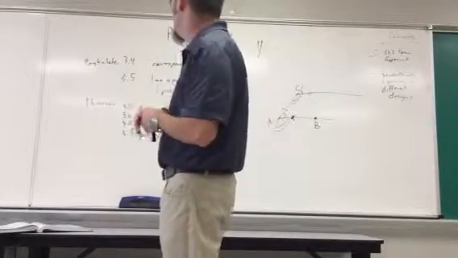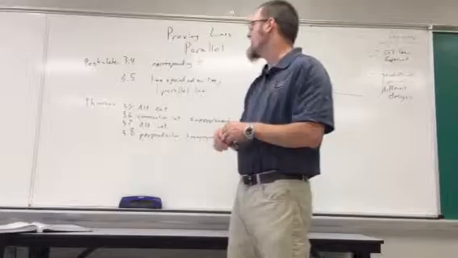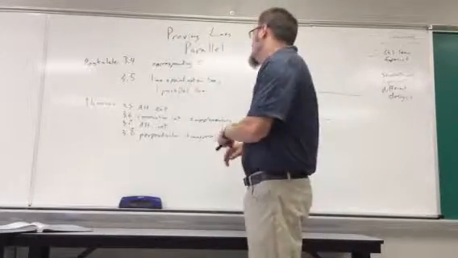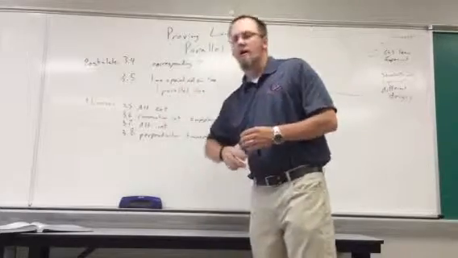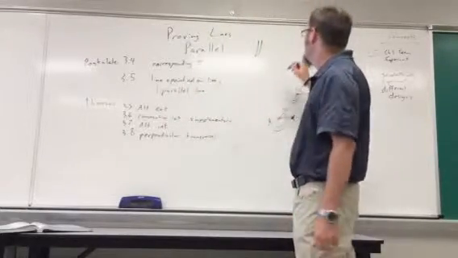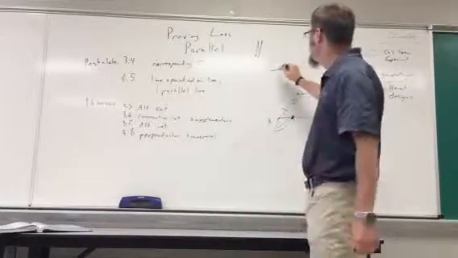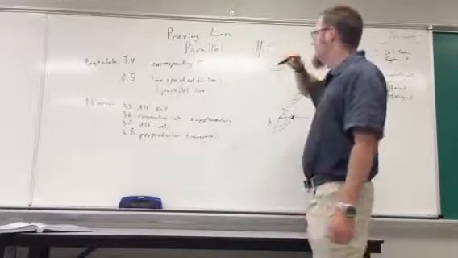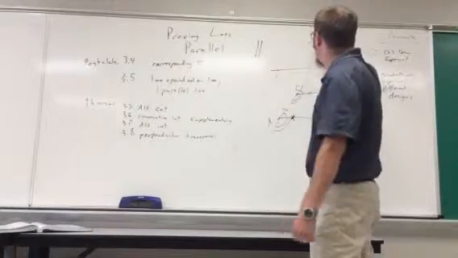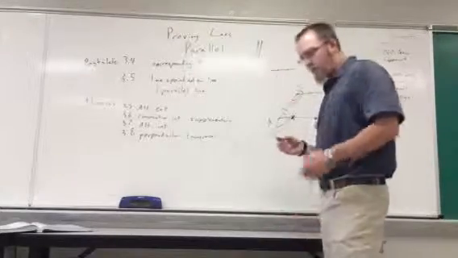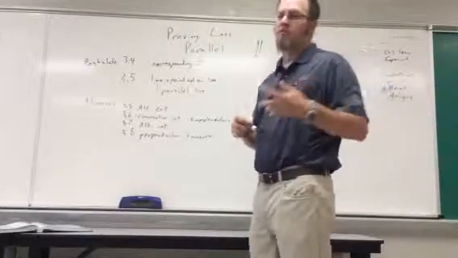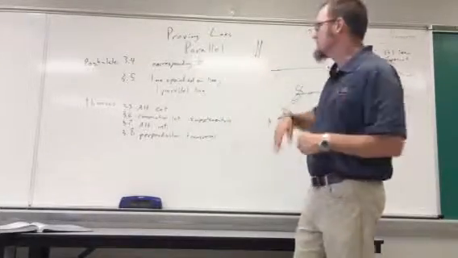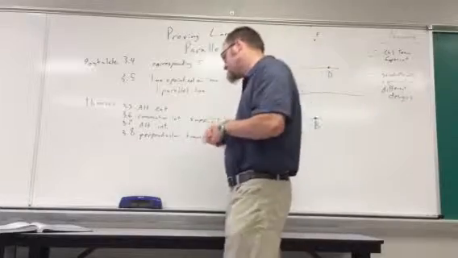The theorems, and we have postulate 3.5, a line and a point that is not on that same line, there is one parallel line that goes through that point. Okay? So if I have this line here, and it is line C, D, and I have another point up here, point F, there's only one line that's going to go through point F that is going to be parallel to these. Okay?